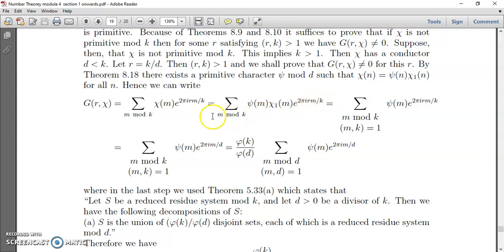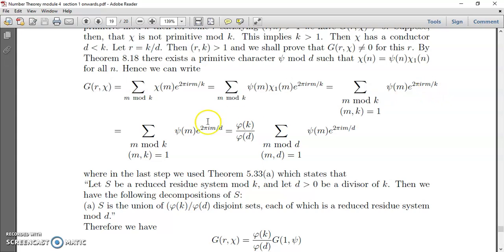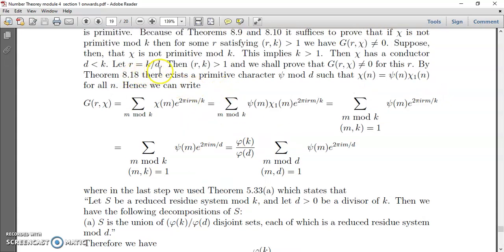Now if we take gcd of m and k is 1, then chi 1 of m will be 1. So we have the sum over m mod k, gcd of m and k equal to 1, of psi m e raised to 2 pi i r m by k. Now here we have already taken r is equal to k by d. So when we replace r with k by d, we will get psi m times e raised to 2 pi i m by d.